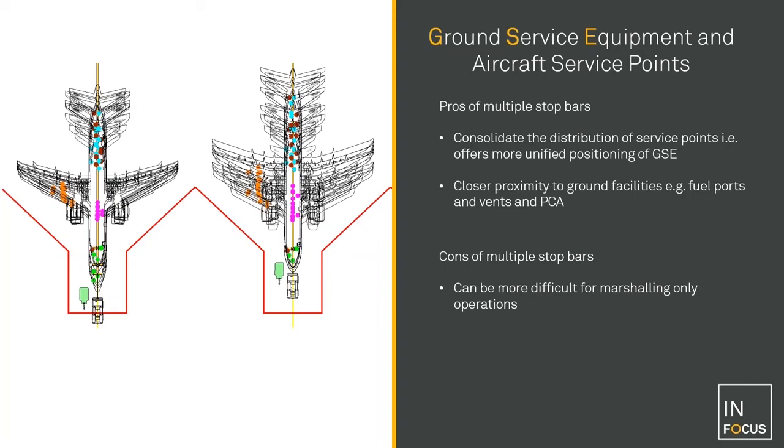I've configured one with a single stop bar. You see the front door left 1 are all pretty well in a common location, but you'll also see that there's a larger distribution of service points in that type of configuration, as opposed to the version on the left, where I have optimized for something completely different.